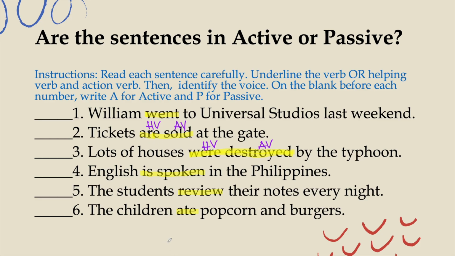Now, on your own, identify the voice of the verbs highlighted in yellow. If the voice is active, put A, or if it's passive, put P on the blank before the number. When you finish answering this, you may take a screenshot and message us at YTC so we can check your answers.